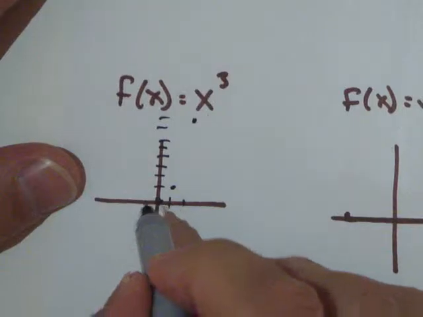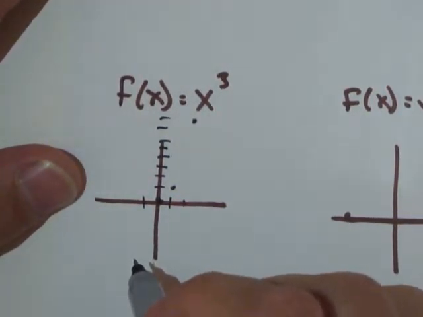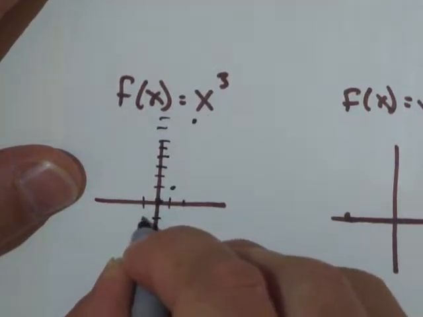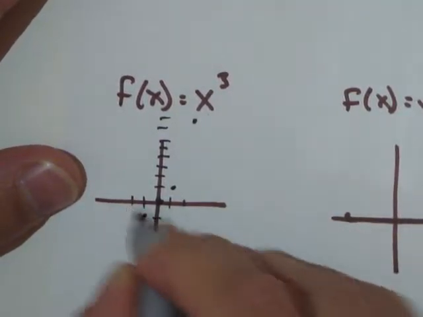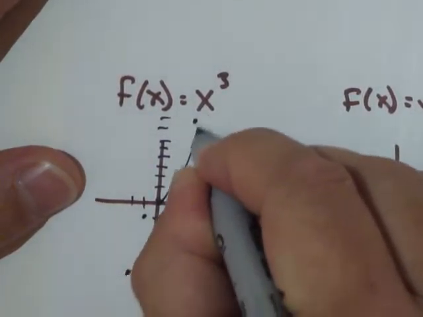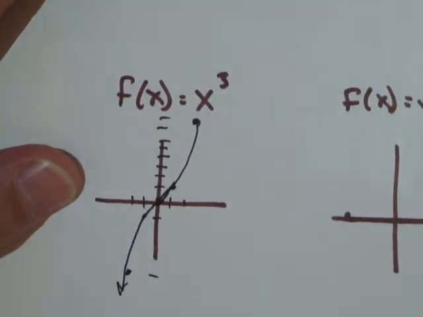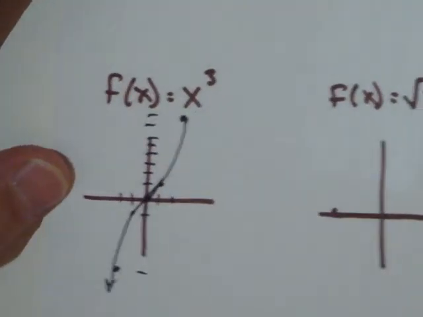And this one actually, if you put in -1, -1 times -1 times -1, work it out in your calculator, it becomes -1 down here. And then -2 would become -8 way down here somewhere. So we end up with this weird shape like this. And that's the shape of f of x equals x cubed.